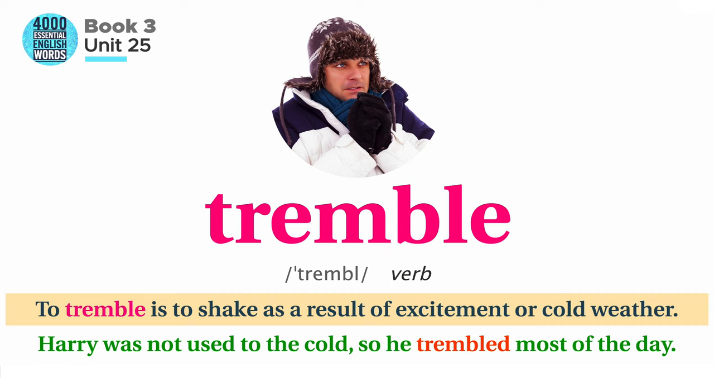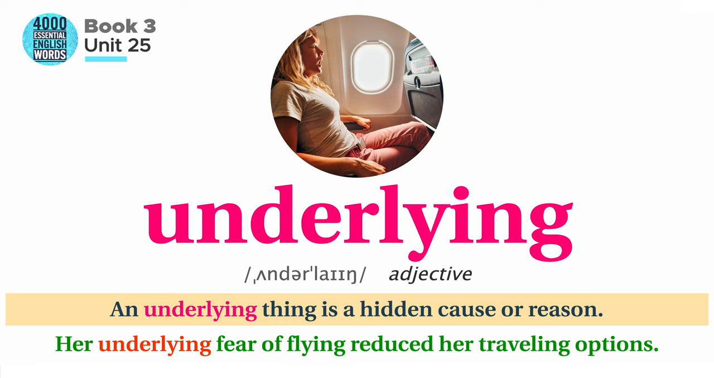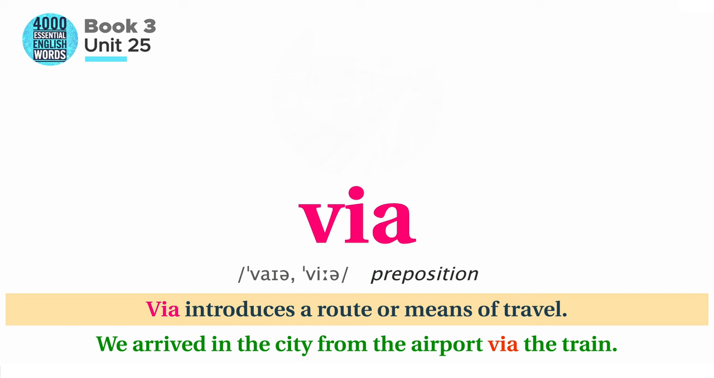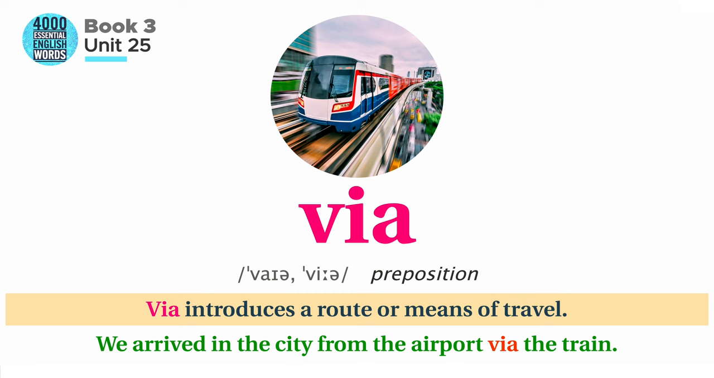Tremble. To tremble is to shake as a result of excitement or cold weather. Harry was not used to the cold, so he trembled most of the day. Underlying. An underlying thing is a hidden cause or reason. Her underlying fear of flying reduced her traveling options. Via. Via introduces a route or means of travel. We arrived in the city from the airport via the train.